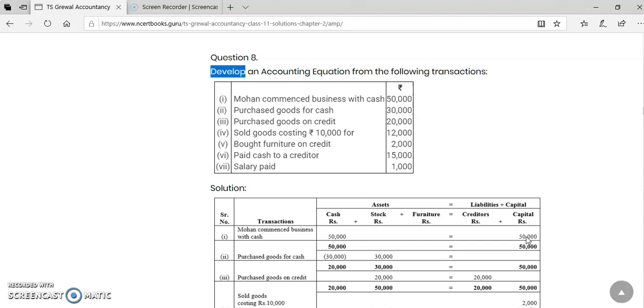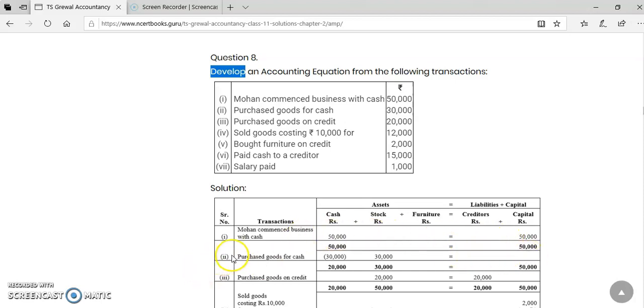In accounting equation, each and everything in accounts basically depends on your double entry system. That's why debit equals credit. You can say cash 50,000 is equal to capital 50,000. Both sides are equal, both sides always tally. If it is not tallying, it means your answer is wrong. Now the first answer becomes 50,000 and 50,000. Just mark a line over here. It means your first transaction is closed.